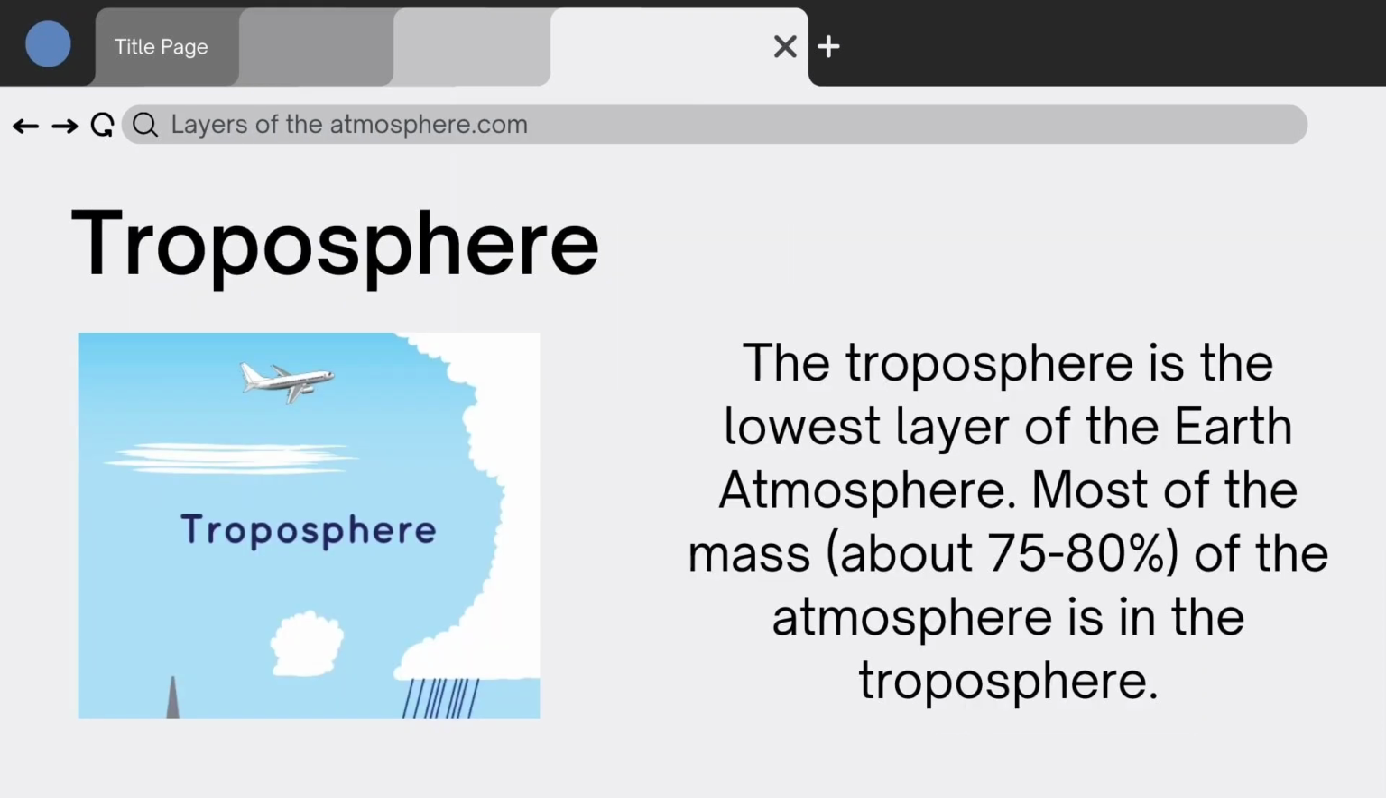Let's start with troposphere. The troposphere is the lowest layer of the Earth's atmosphere. Most of the mass, about 75 to 80% of the atmosphere, is in the troposphere. As you can see from the previous page, the troposphere is at the bottom, which is the land part. Troposphere is the lowest part of the atmosphere, the part we live in. It contains most of our weather, clouds, rain, snow. The troposphere contains about 75% of all of the air in the atmosphere and almost all of the water vapor.